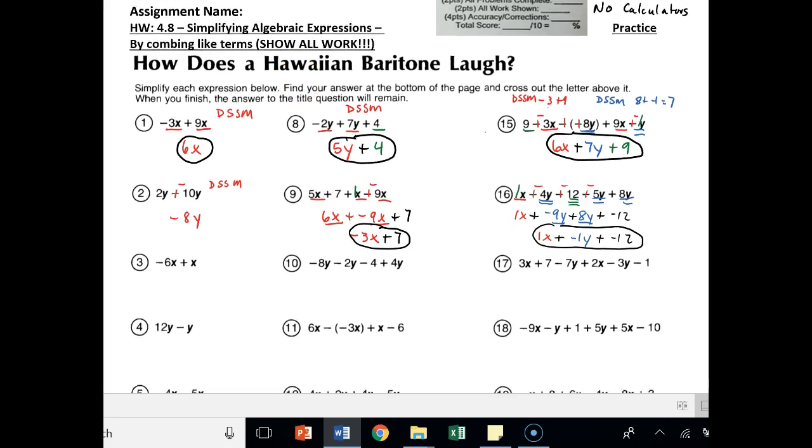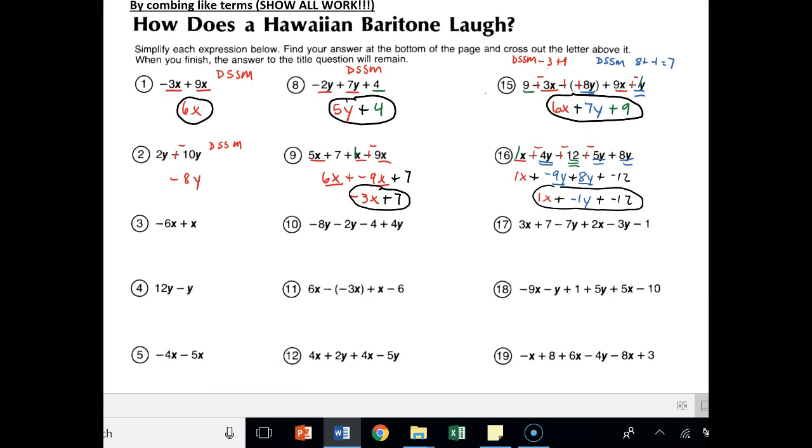And basically, again, just like I did in the notes today, I underlined my like terms, negative 3x plus 9x, and where possible, I said what type of problem it was. So DSSM, different signs, subtract, more positives. 9 minus 3 is therefore 6x. Like in number 2, 2y plus negative 10y, different signs, subtract. This time I have more negatives, so 10 minus 2 is 8, but since I have more negatives, it's negative 8. I forgot to circle my answer. Please clearly circle all your answers, right?